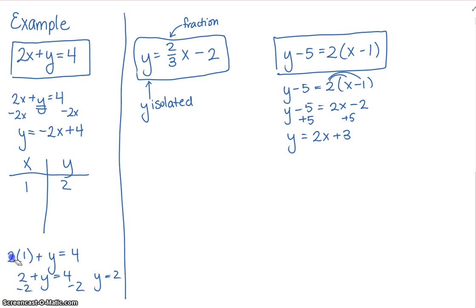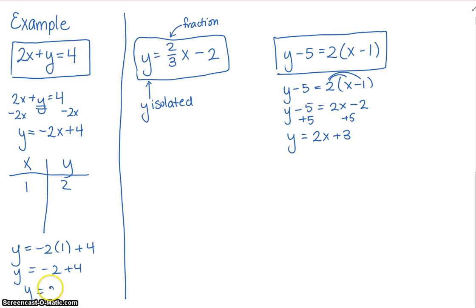If I wanted to use the equation that I've already isolated for, it would do the same thing. y is equal to negative 2, replace the x with the 1, plus 4. Then y is equal to negative 2 plus 4, which is y is equal to 2. Same thing. So whether you use the original format or the isolated format, they'll do the same thing. You're just replacing the x term with the value, and then you're creating your table of values, so that way you can then plot it on a graph. So at 1, 2, I have a point.